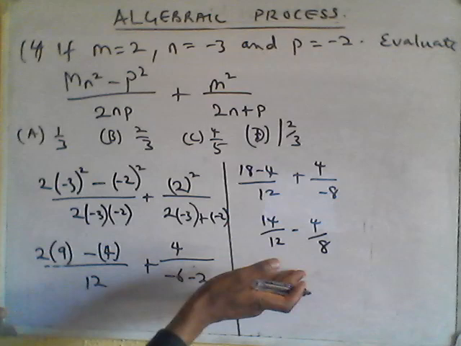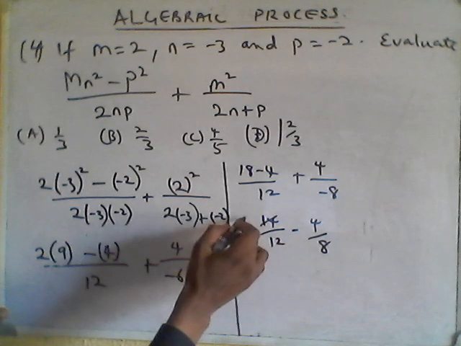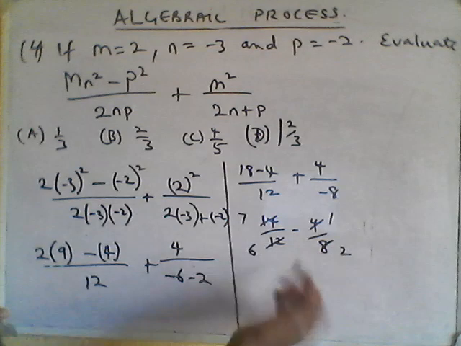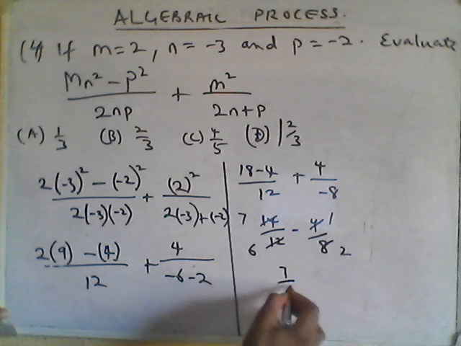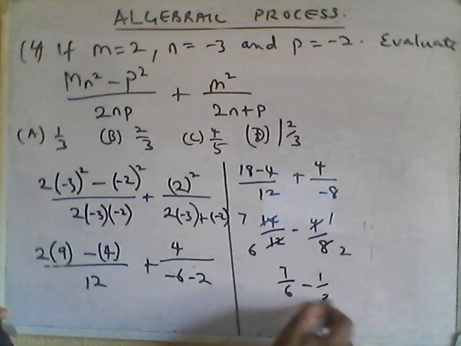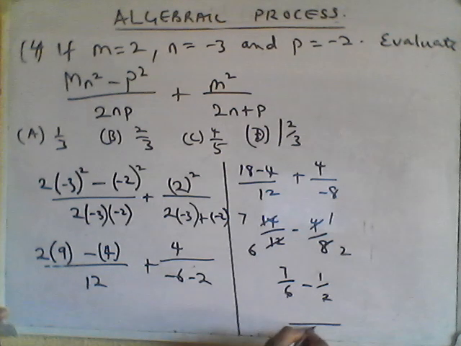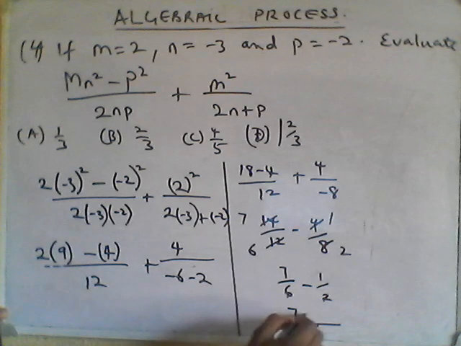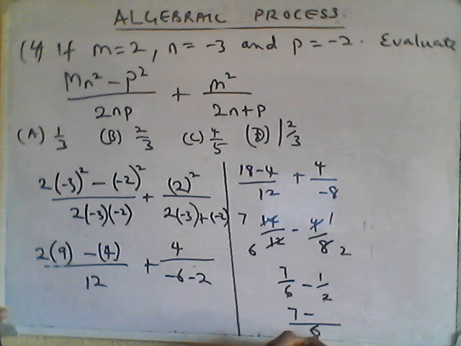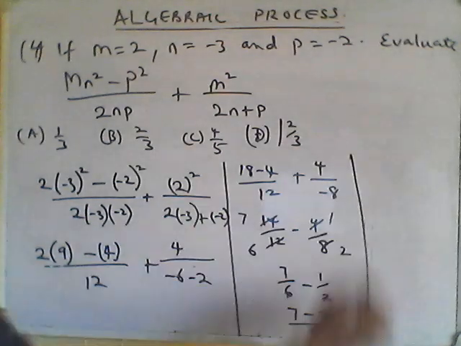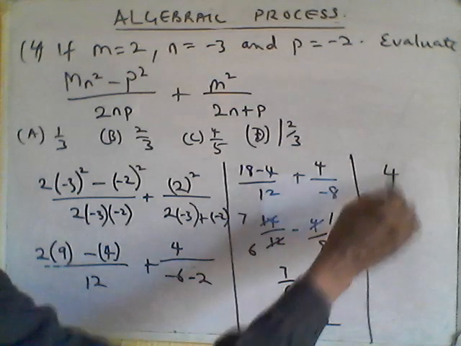I can reduce these fractions. So 2 here 7, 2 here 6, 4 here 1, 4 here 2. So I have it as 7 over 6 minus 1 over 2. So I can do my LCM. 6 and 2, LCM is 6. 6 into 6 is 1. 1 times 7 is 7 minus 2 into 6 is 3. 3 times 1 is 3. So here 7 minus 3 is 4 all over 6.